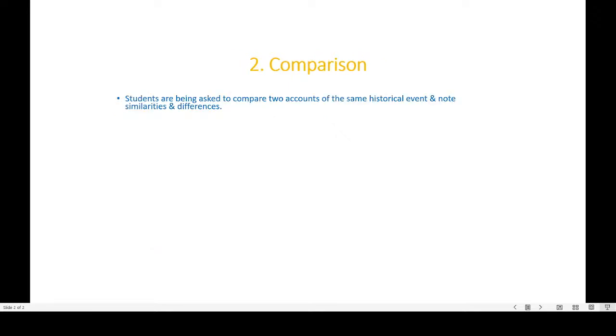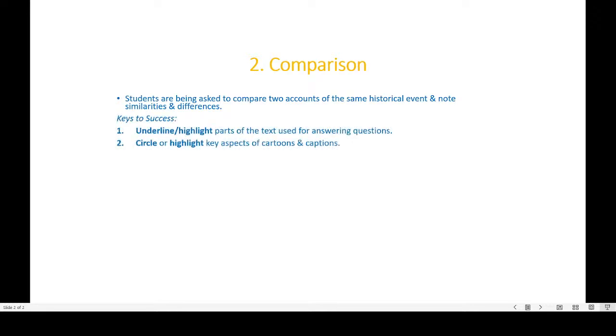Secondly, we have our comparison questions. So here students are being asked to compare two accounts of the same historical event and note the similarities and differences between that. So there's maybe 4 or 5 keys to success here that will really just emphasize us picking up our full marks. Once again, I always ask students to underline, highlight parts of the text on the document that you're going to use to answer your questions. Or if it's a cartoon or a caption, I say circle or highlight key aspects of that cartoon.